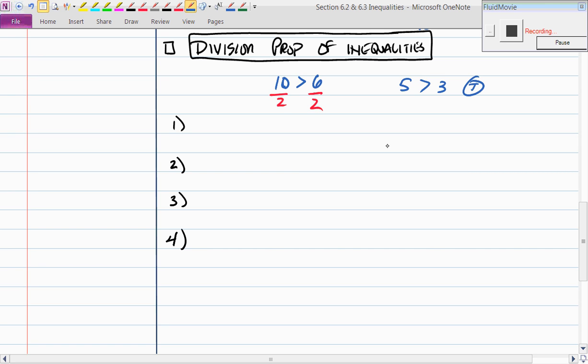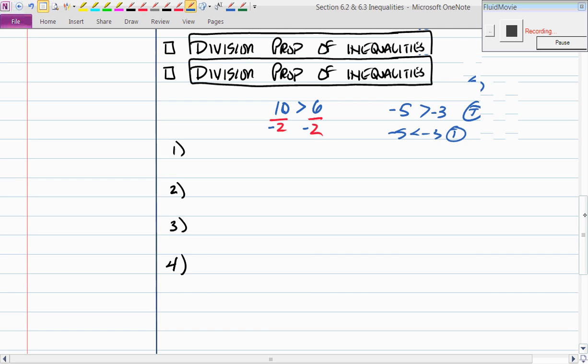However, what would happen if I said, okay, let's start with 10 is bigger than 6, but I divide both of these by a -2? If I change that to a -2, is it still true that -5 is bigger than -3? No. So what do we have to do? You got to flip it. -5 would be less than -3. That would make that one true.